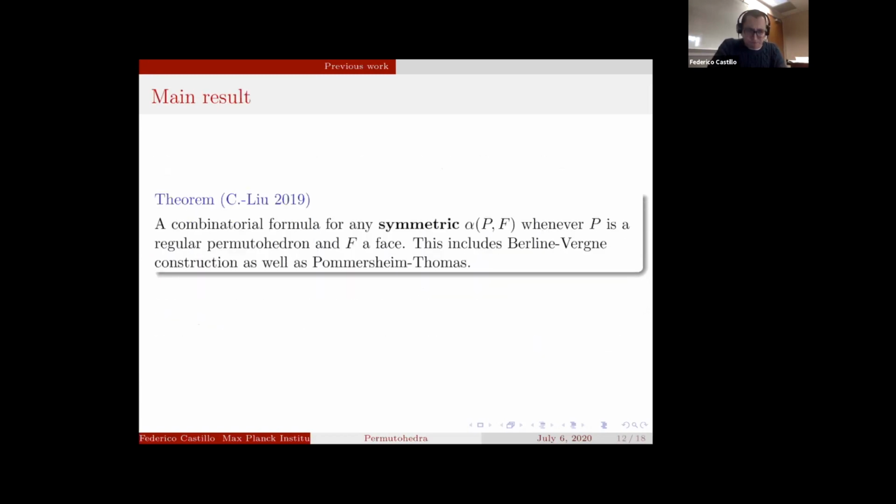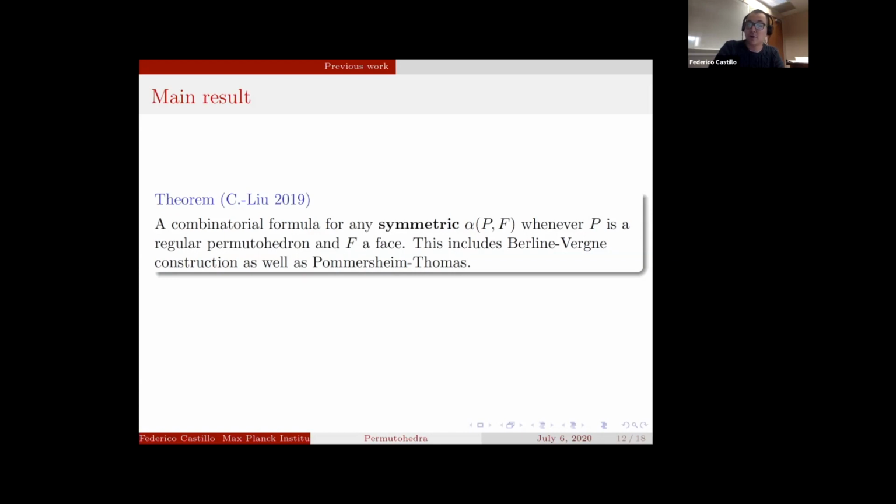So yeah. And the main new result is that now we have a combinatorial formula for these numbers for any symmetric construction in the regular permutohedron. So in principle, we know what these numbers are for all generalized permutohedra. And these numbers are given by a very specific combinatorial formula. In a way, we're giving a formula for different constructions.